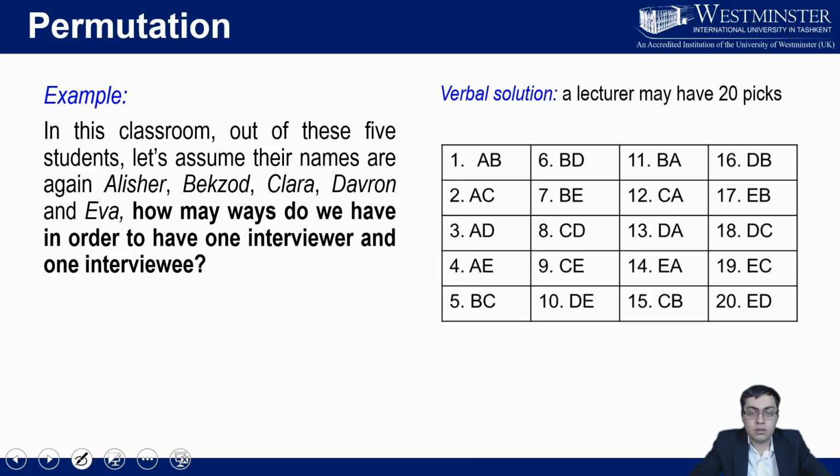The difference between a permutation and a combination is that in a permutation, the order of choice matters. So let's consider this example. Again, in that same classroom, out of those same 5 students, how many ways can we have one interviewer and one interviewee? So notice, for example, in the first pick, which is here, if I select Alisher to be the interviewer and Begzot to be the interviewee, that's not the same thing as selecting Begzot to be the interviewer and Alisher to be the interviewee. Now again, if you were to write all these options down, you're going to have 20.